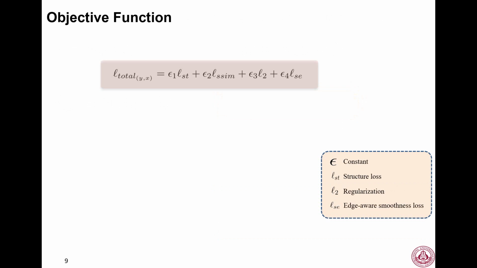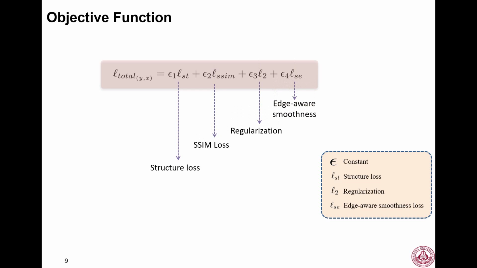The proposed objective function is a weighted fusion of several loss functions, defined for x and y here. In the equation, epsilon refers to the constant weights assigned to each loss function. Structure loss focuses on global structure optimization instead of aiming at single pixels. SSIM loss helps to compute the similarity very well. Regularization is applied to avoid overfitting. Finally, the edge-aware loss makes clear distinctions between objects using disparity gradients.